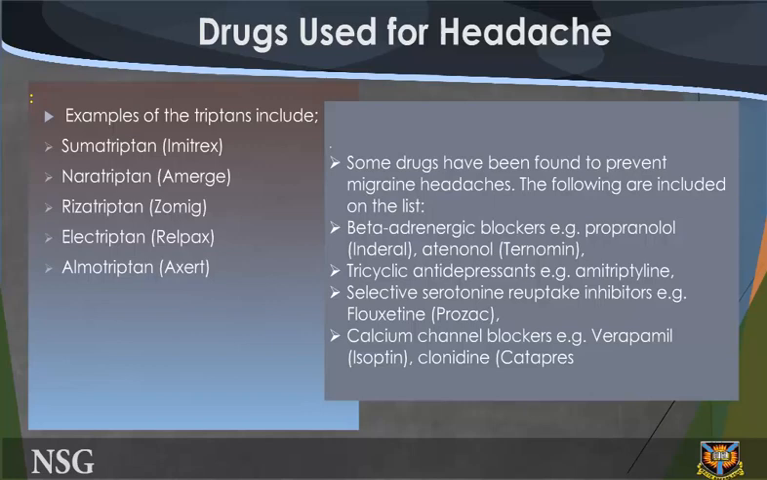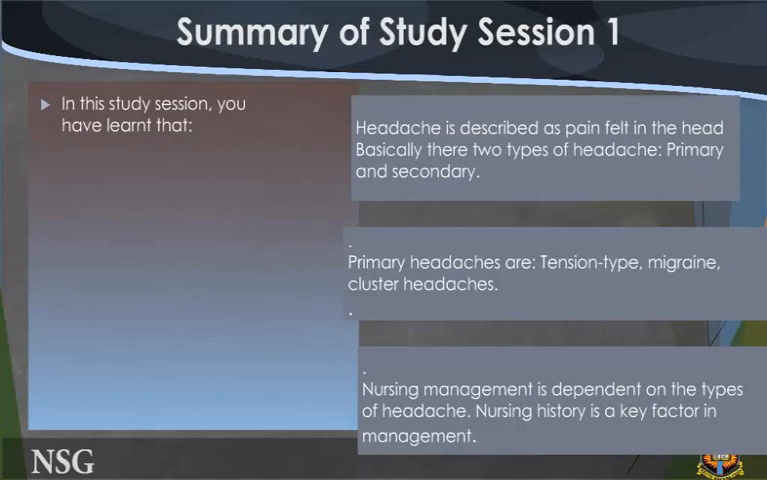Some drugs have been found to prevent migraine headaches. The following are included on the list: beta-adrenergic blockers, e.g., propranolol, Inderal, atenolol, Tenormin; tricyclic antidepressants, e.g., amitriptyline; selective serotonin reuptake inhibitors, e.g., fluoxetine, Prozac; calcium channel blockers, e.g., verapamil, Isoptin; clonidine, Catapres.